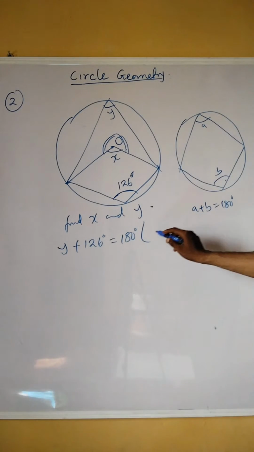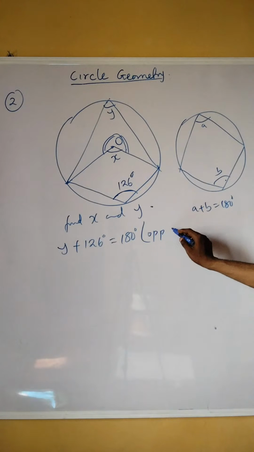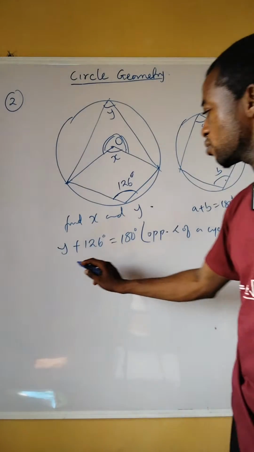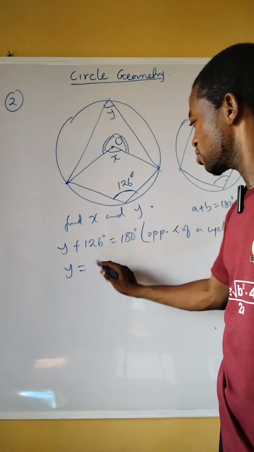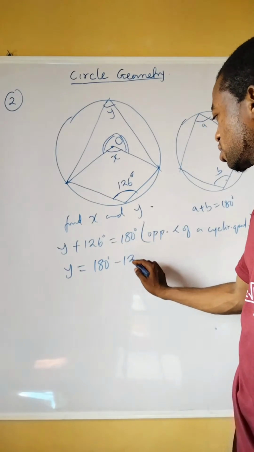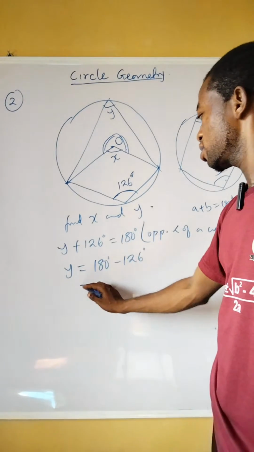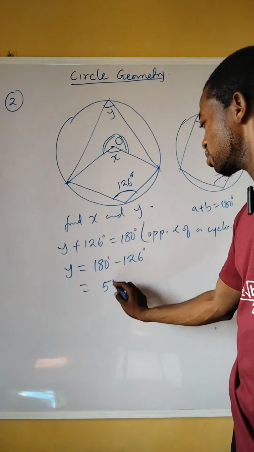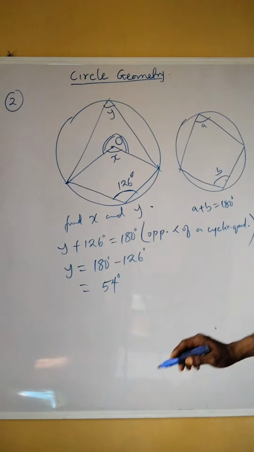And we say this is the opposite angle of a cyclic quadrilateral. So by taking 126 degrees to the right hand side, we have 180 degrees minus 126 degrees, and this gives us 54 degrees, right? So y is 54 degrees now.